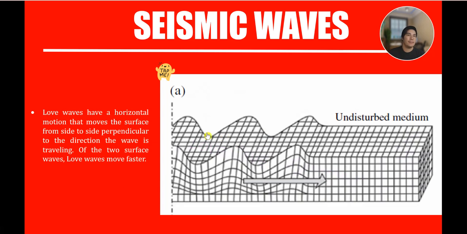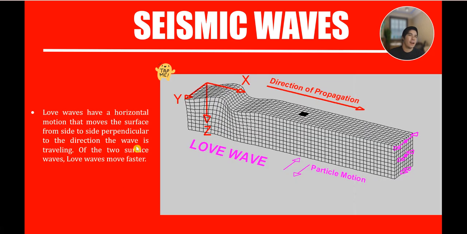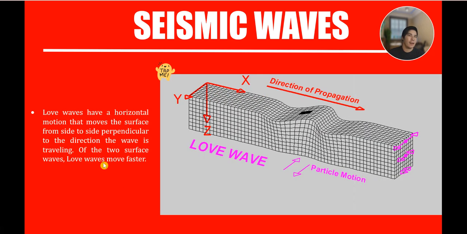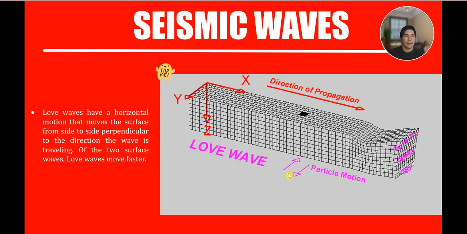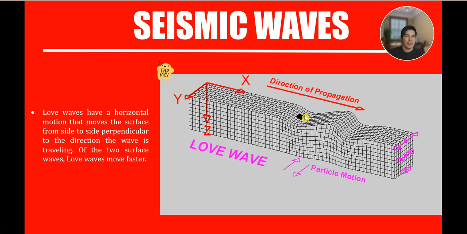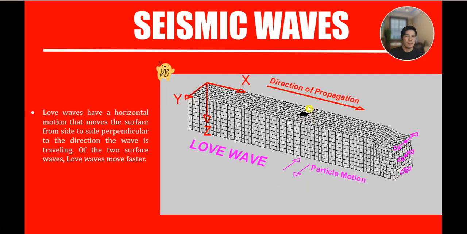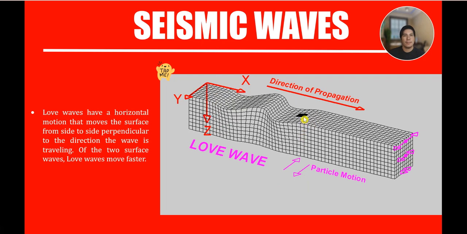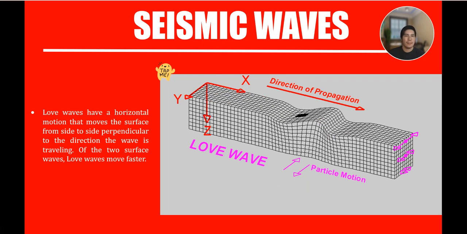So we have this Love wave. This is its direction. It moves the surface from side to side, perpendicular to the direction the wave is traveling. Of those two surface waves, Love waves move faster. This is its particle motion. We can see that it displaces along this y-axis, and the movement of the particle is also side to side. So we also have the Rayleigh wave.